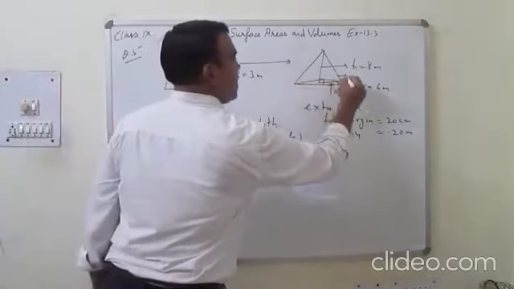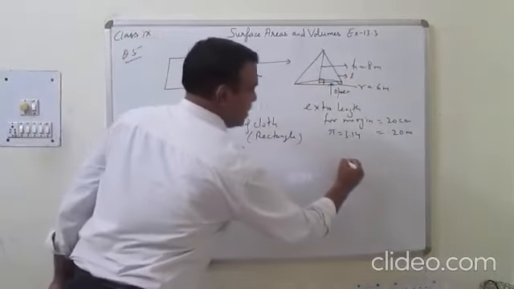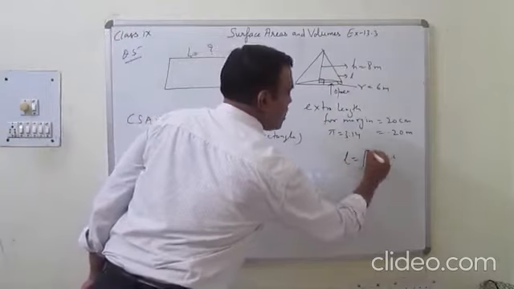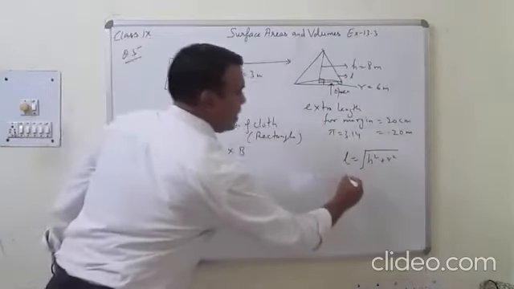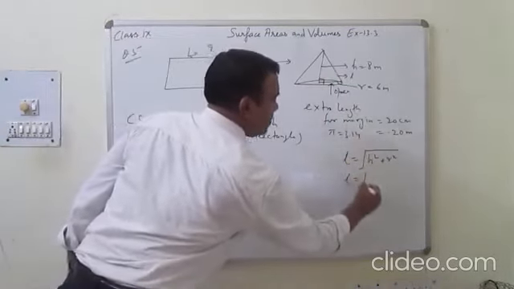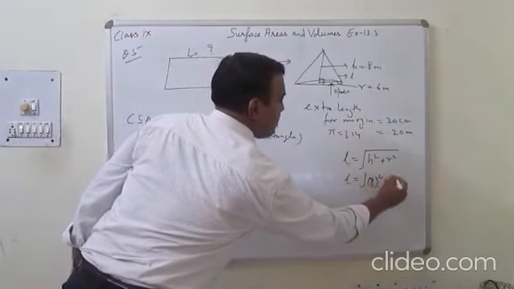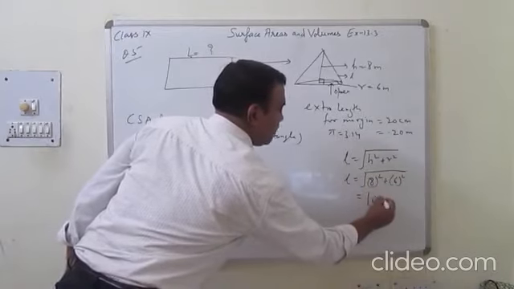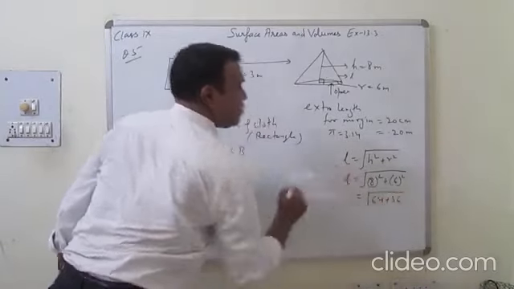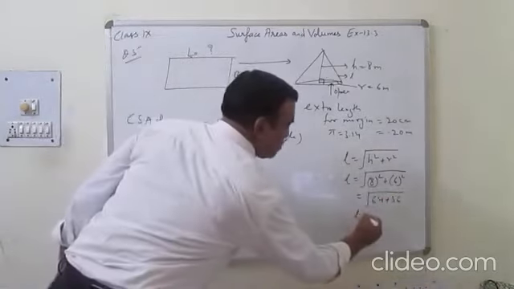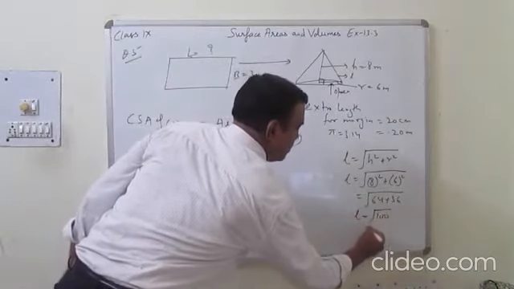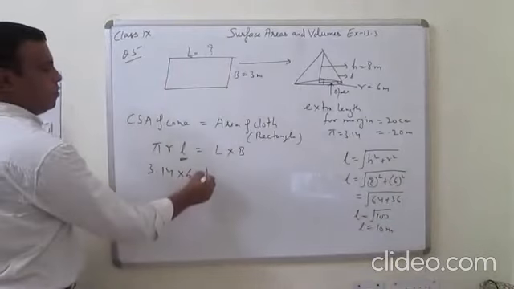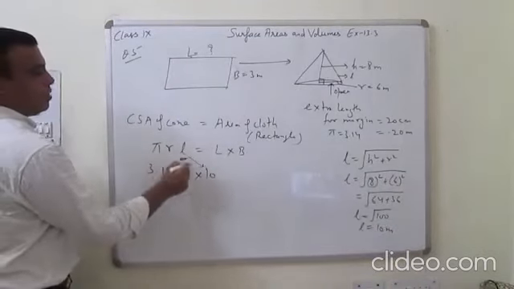This is slant height. Now we have to find out slant height. Slant height L is equal to square root of h square plus r square. Height is 8. 8 का square plus 6 का square, you will get 64 plus 36 का under root. Now L is equal to root 100. Now it is 10 meter. What is the slant height? 10 meter. Put it here, into 10.